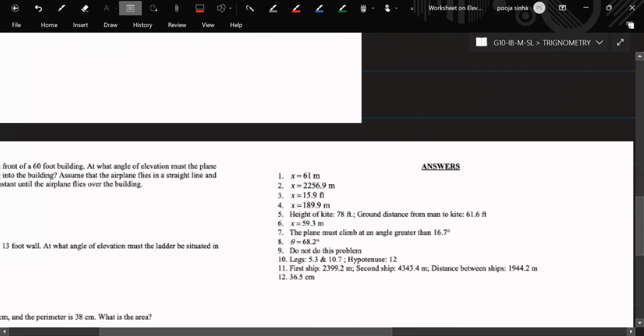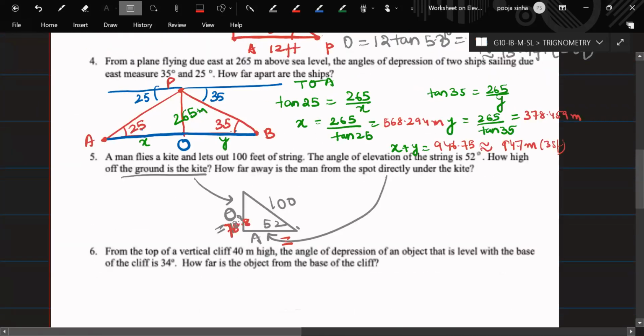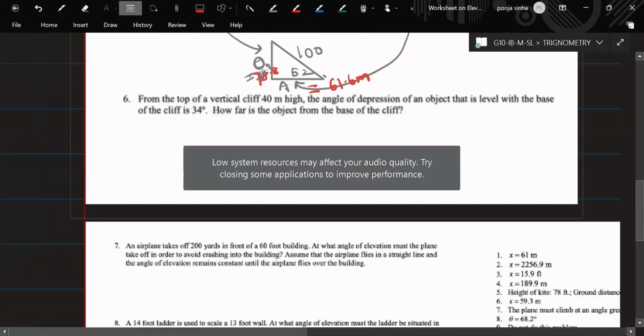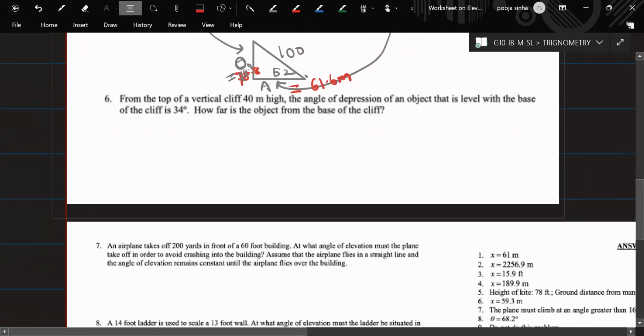Adjacent is 61.6. Next question. Now we will make diagrams for all of them, okay? And you will just tell me what we are supposed to do here. Arsh, come on, next.